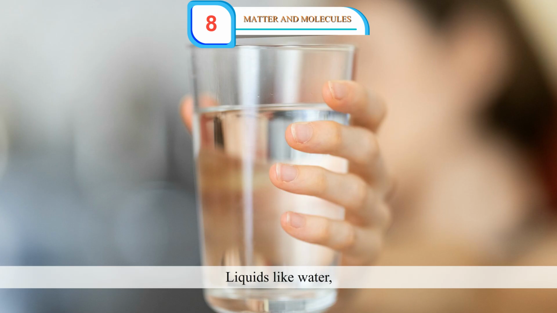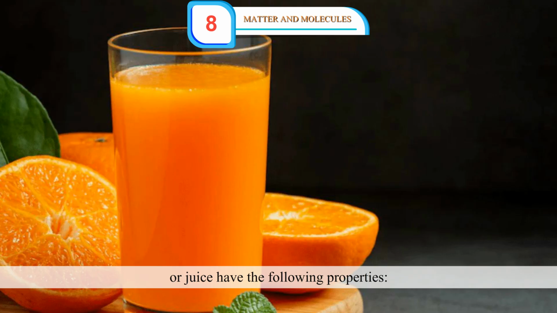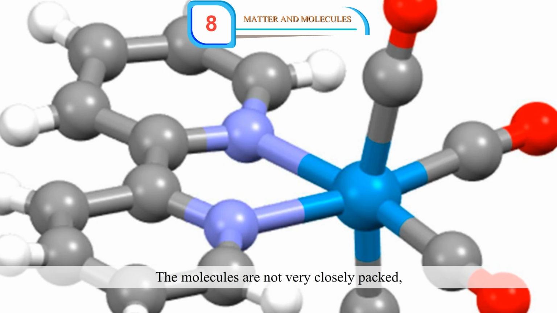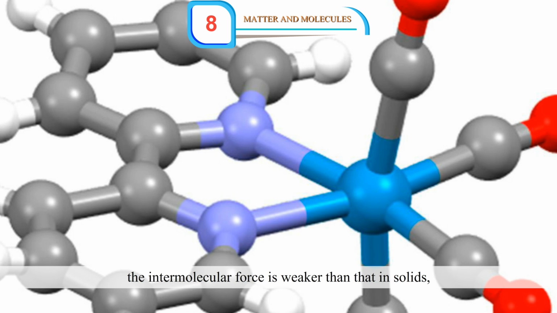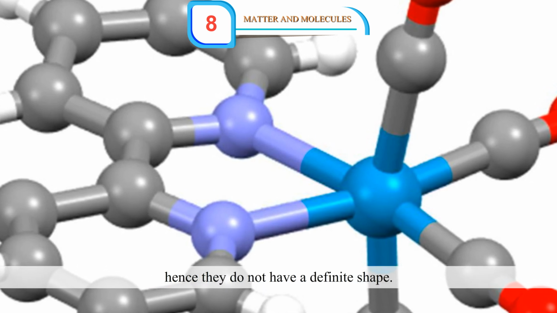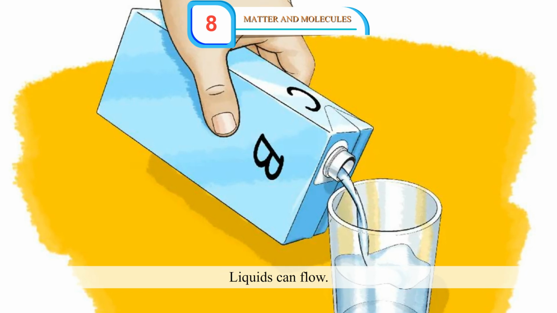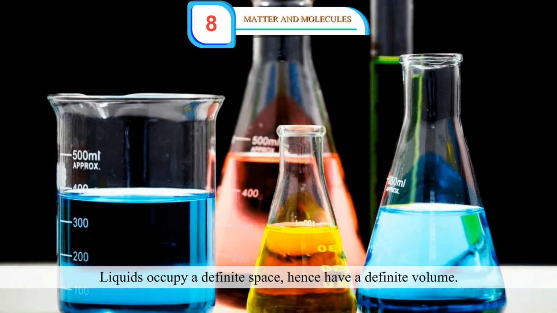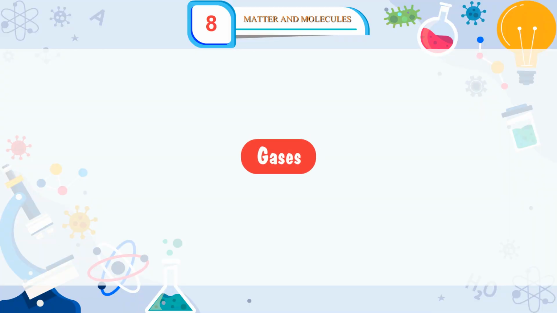Liquids like water, oil, or juice have the following properties. The molecules are not very closely packed. The intermolecular force is weaker than that in solids. Hence, they do not have a definite shape. They take the shape of the container they are kept in. Liquids can flow. Liquids occupy a definite space, hence have a definite volume.